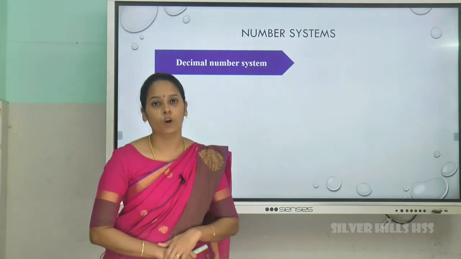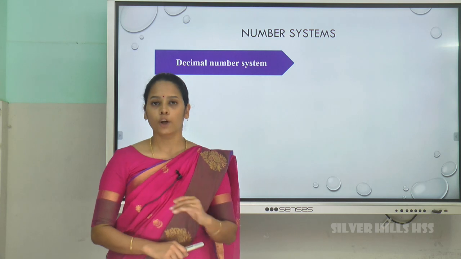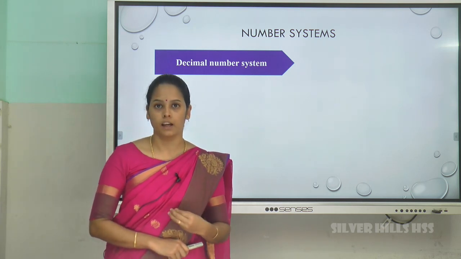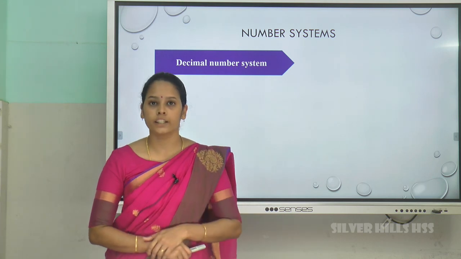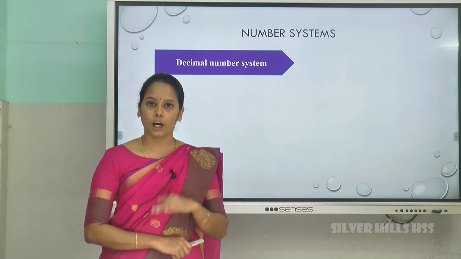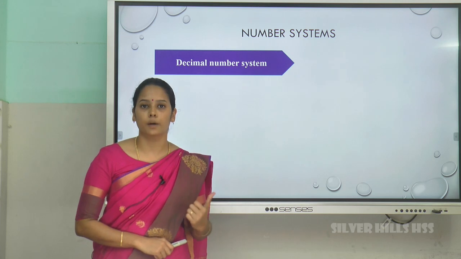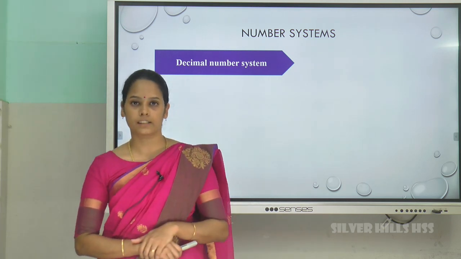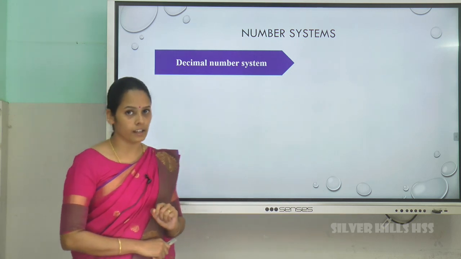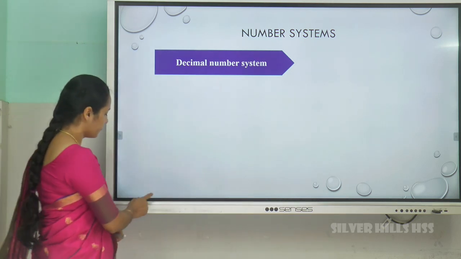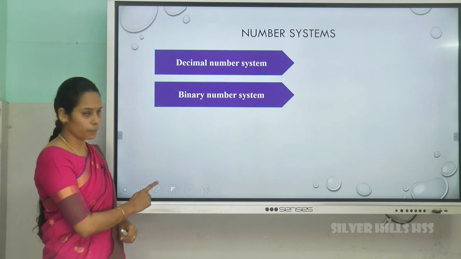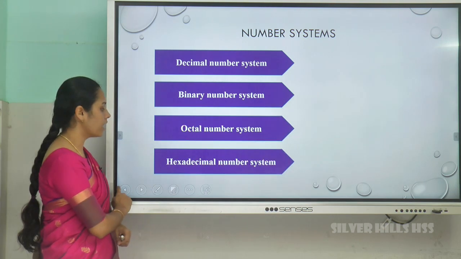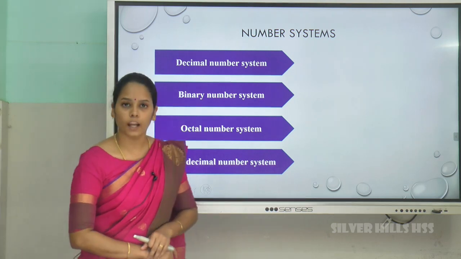Now let's see what is the need of number systems. Normally we use numbers to count or to measure something or to find the quantity of something. And inside the computer we can represent these numbers in the form of binary. But we have many other number systems also. The first one is the decimal number system, the second one is the binary number system, the third one is the octal number system, and the last one is the hexadecimal number system.